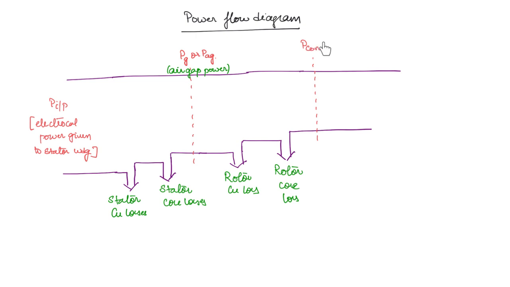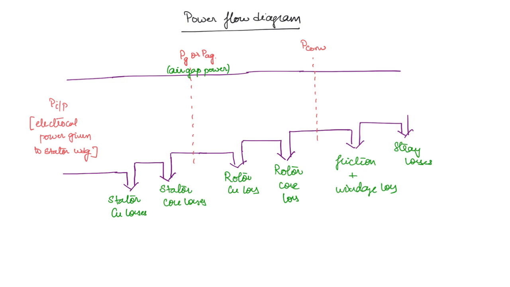So now, is this the final output power? No, not yet. There are some more losses to be accounted for. So what are those losses? You have the rotational losses. One is the friction and windage loss. Frictional losses occur whenever there are moving parts. And what is windage loss? This is because of the air resistance. The air will also offer some resistance. Okay, and after that there will be some stray losses, that means all of the miscellaneous losses.